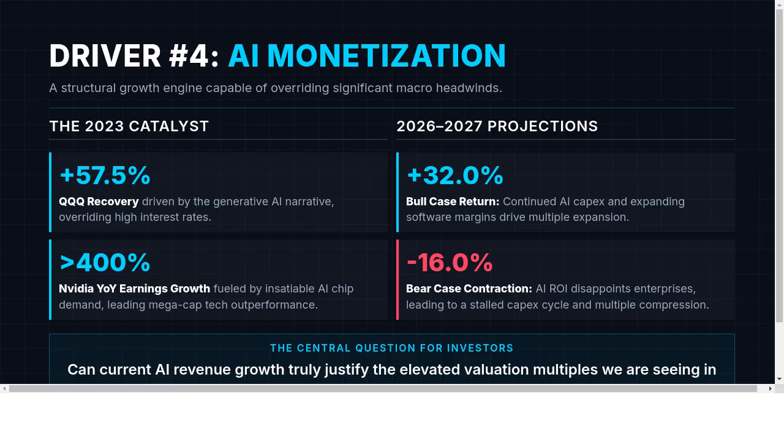We saw this clearly in 2023, when the AI narrative drove QQQ's impressive 57.5% recovery. Mega-cap tech companies like Microsoft, Nvidia, Alphabet, Meta, and Amazon were at the forefront, with Nvidia alone seeing earnings grow over 400% year-over-year due to insatiable AI chip demand.